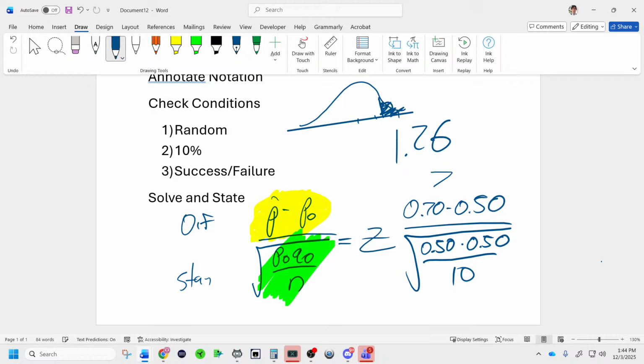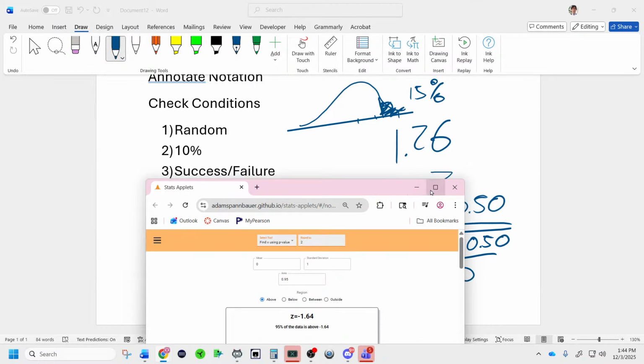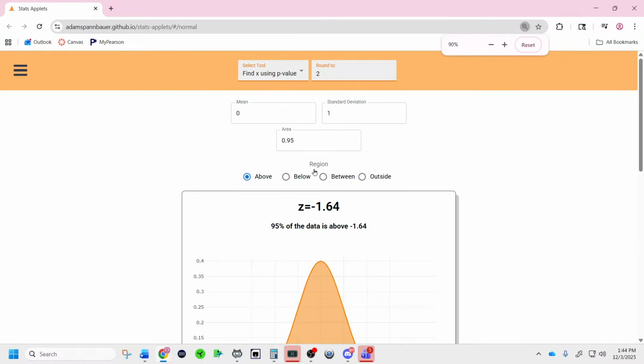It's going to be somewhere around 15% of the curve. On this point, we wouldn't have you solve this on the test. We would have you find the Z-score, and then we wouldn't have you solve it because you can't get the p-value on the test without an applet. So here's the applet, and we go to the above.